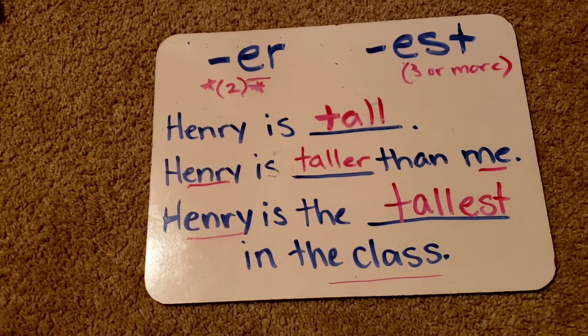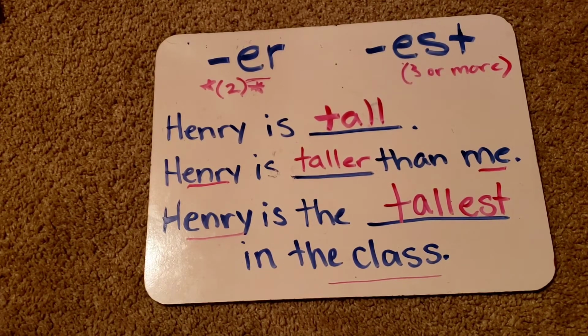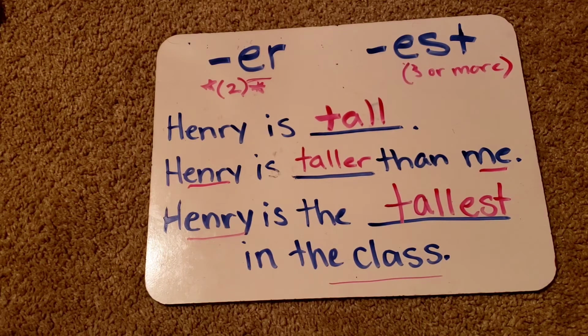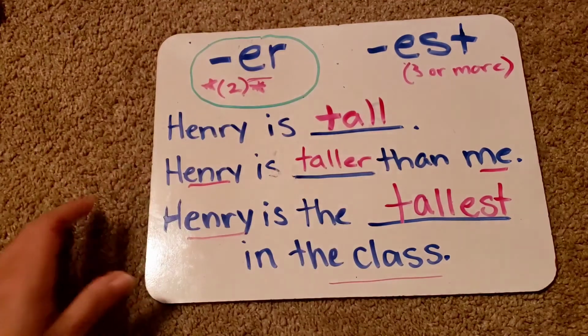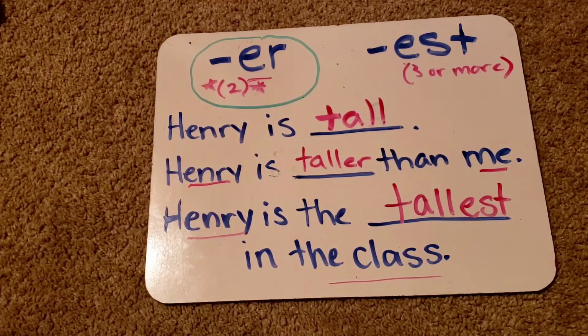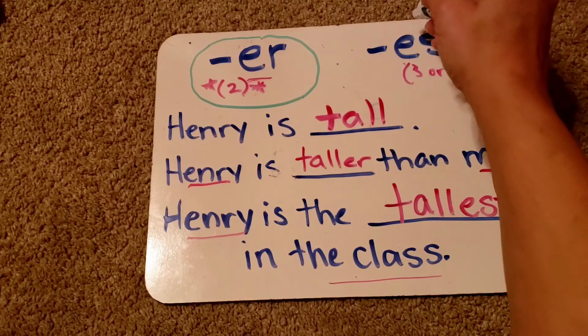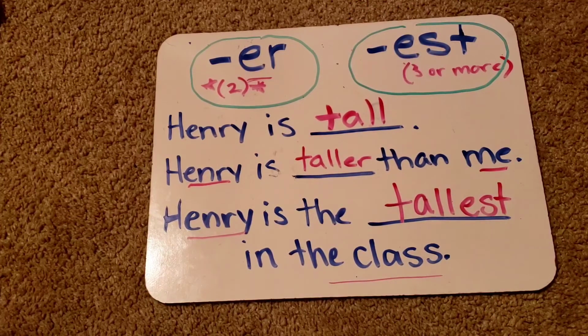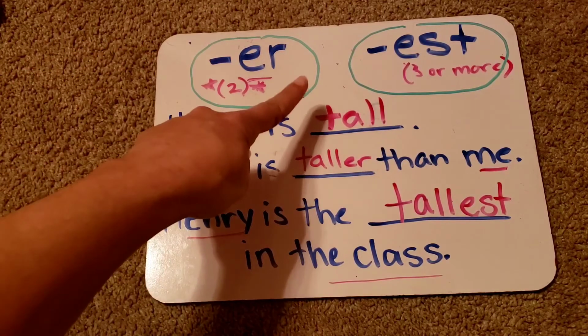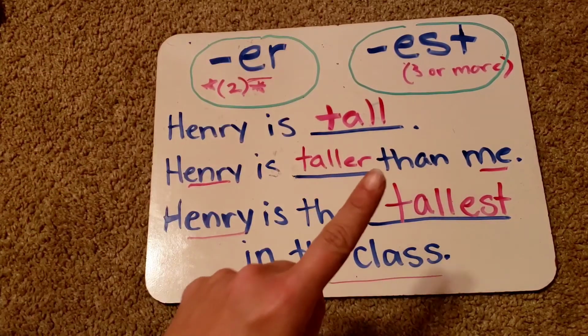So we would say Henry is the tallest. Okay. So the way to remember which one to use in adjectives that compare is if you have two things or people that you are comparing, you're going to use your ER at the end of your adjective. If you're comparing three or more people or things, that's when we're going to bring out our EST. Okay? So we have tall, taller, tallest.